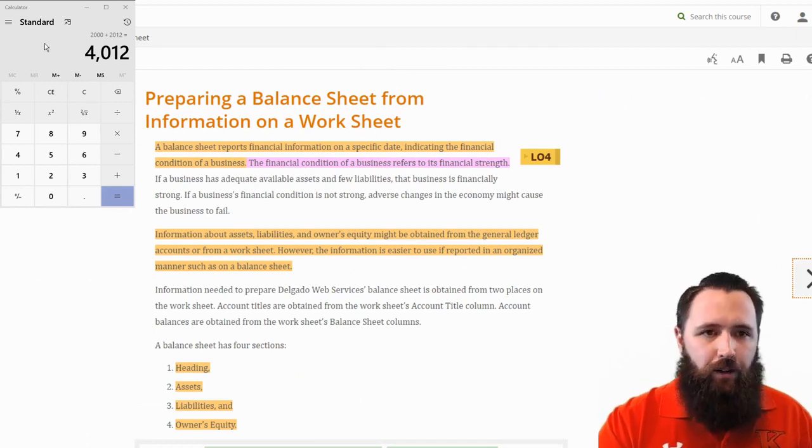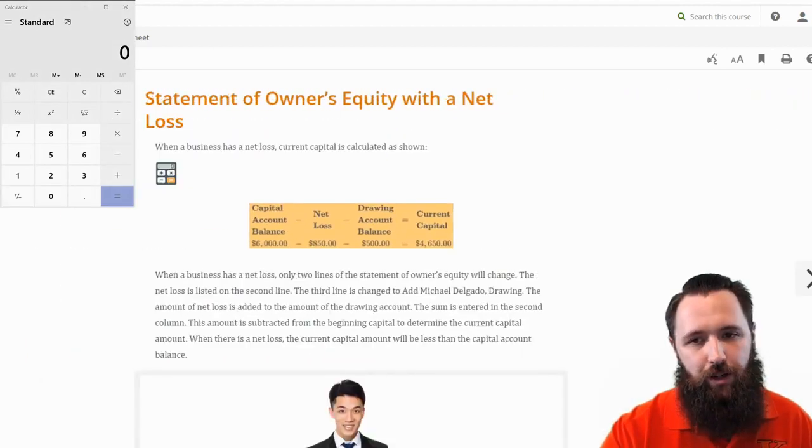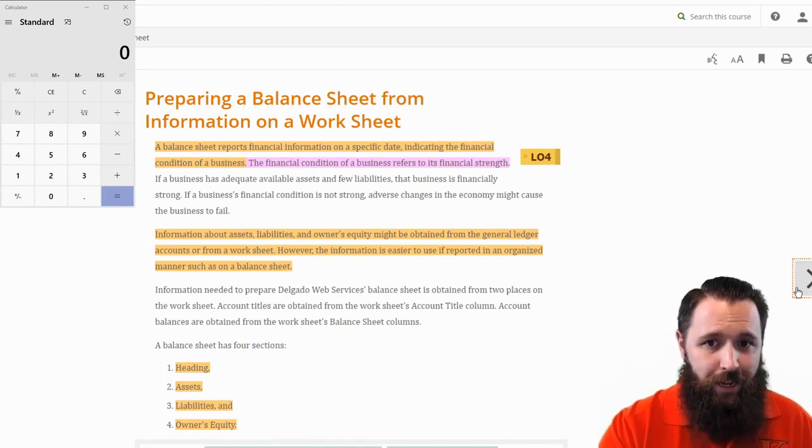So that right there that we just looked at is going to be our statement of owner's equity. Excuse me, our statement of owner's equity. So you need to know those steps. Next, we're going to prepare a balance sheet, okay?